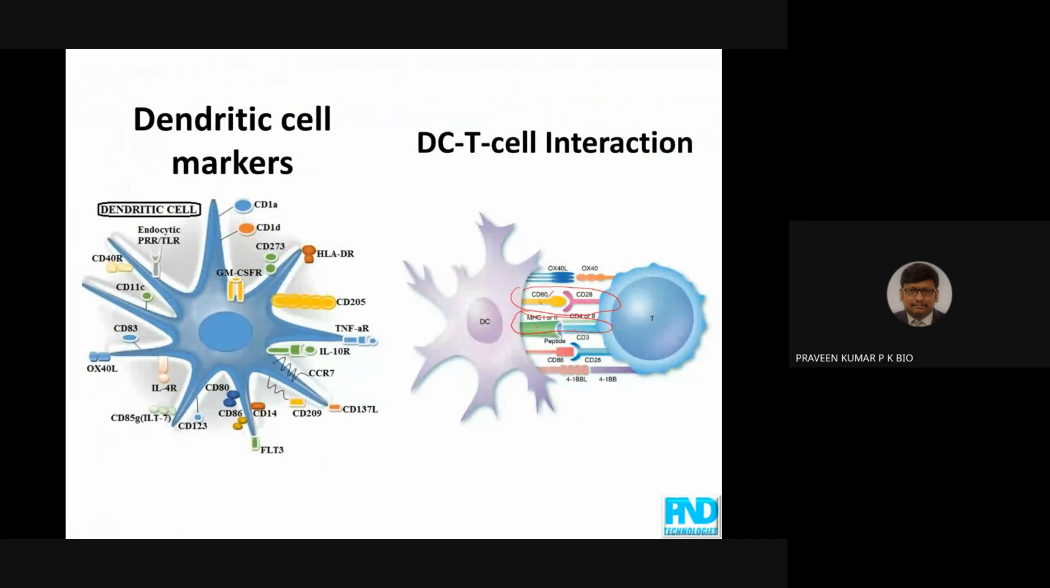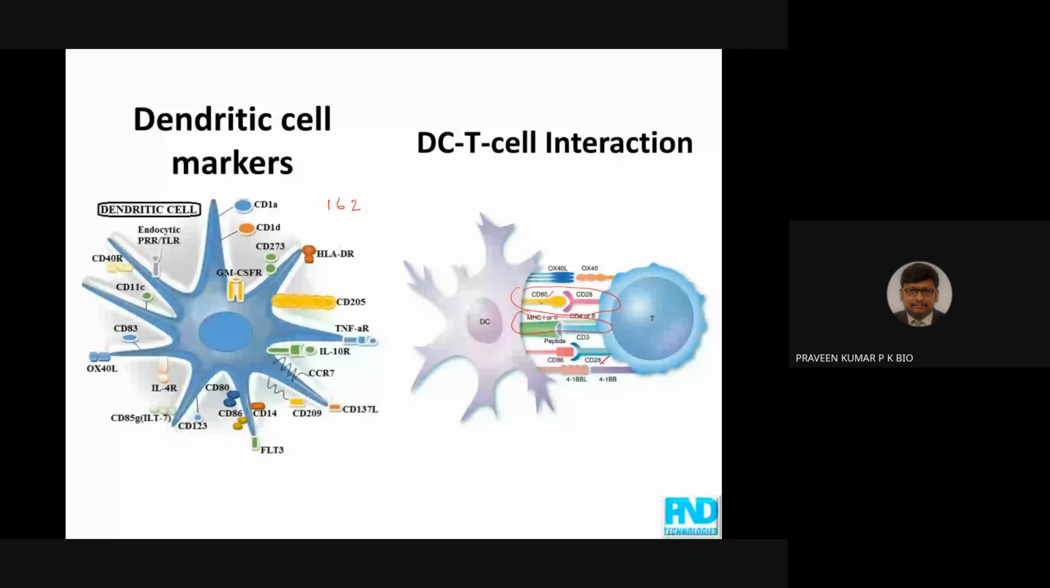And I already told you that dendritic cells have plenty of surface receptors, around 162. If you see the DC and T cell interaction, only two are most important: MHC1 interacting with CD8, and MHC2 interacting with CD4. This interaction is important along with the co-stimulatory molecules, that is CD80 or CD86 interacting with CD28. Either of these two molecules can interact with CD28. If it interacts, the T cell gets activated.